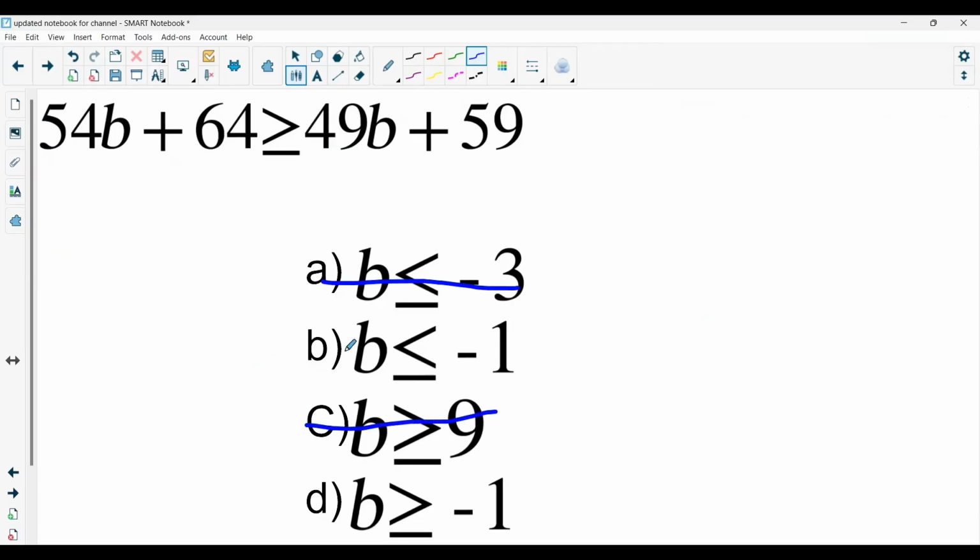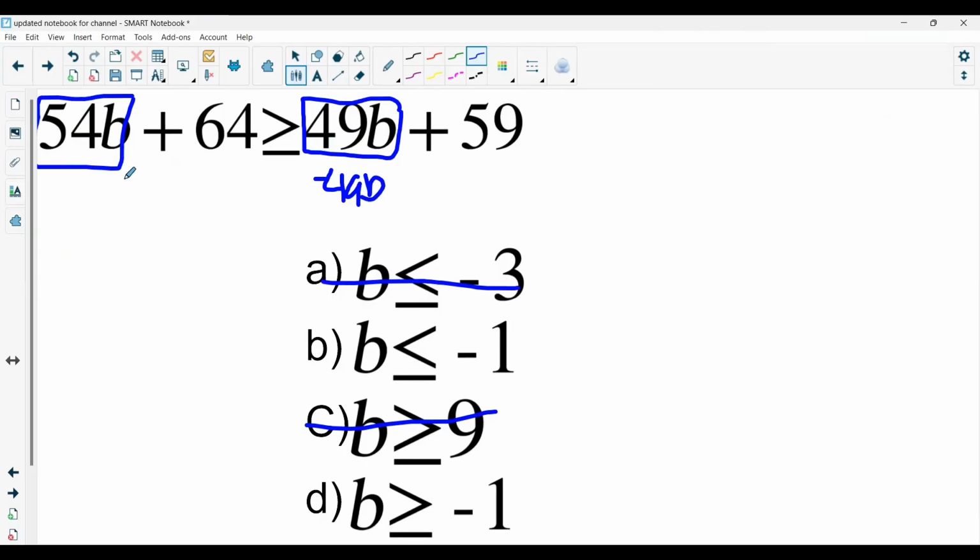So the answer either has to be B or C, but we have to figure out, do we flip our sign or not? I have to move this positive 49b over to this 54b to combine them because I only want to look at one term with a variable. The opposite of plus 49b is minus 49b. So you'll do that to one side. That means you have to do it to the other side.